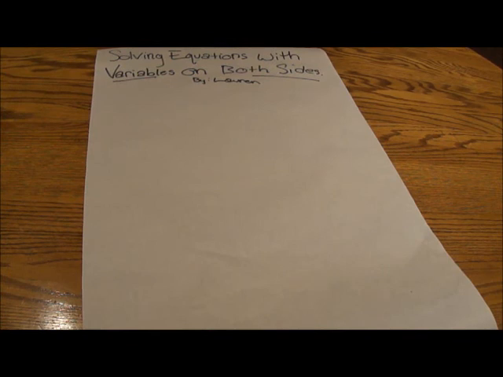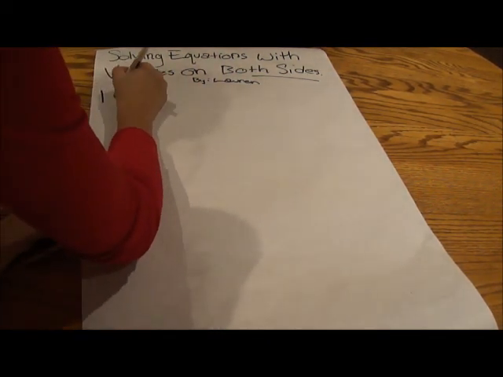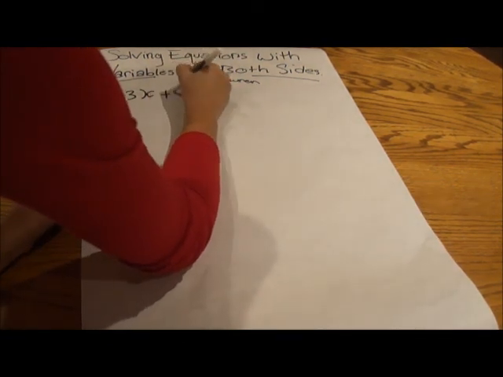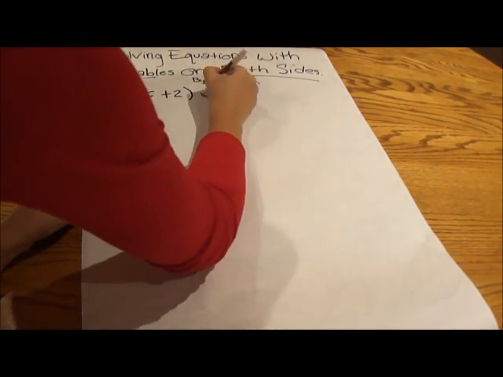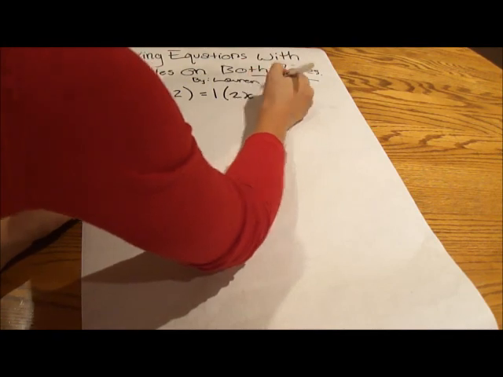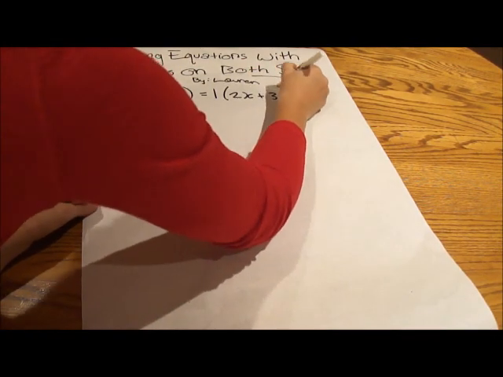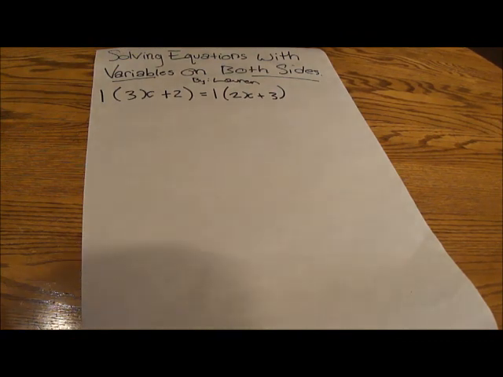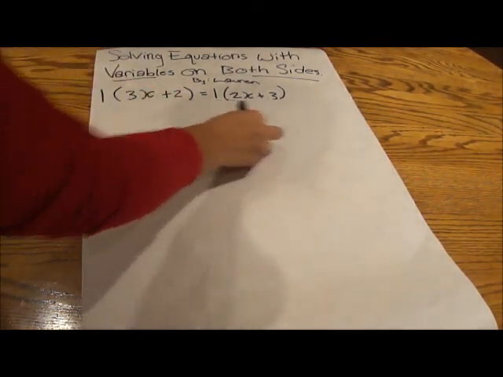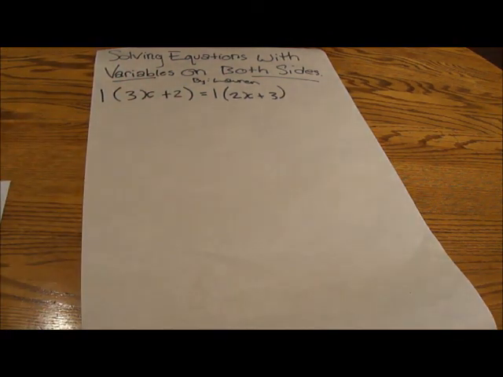Okay, now we are going to continue with solving equations with variables on both sides. Let's start with another equation. Let's start with 1 open bracket 3x plus 2 close bracket equals 1 open bracket 2x plus 3 close bracket. As I said earlier, we can see that there are variables on each side. So now let's get started.